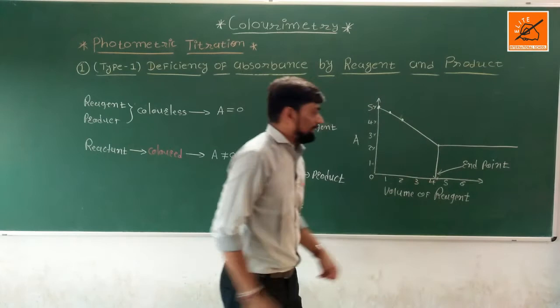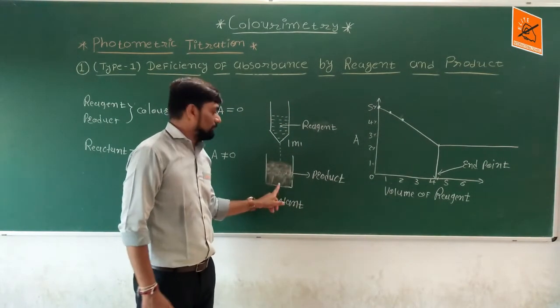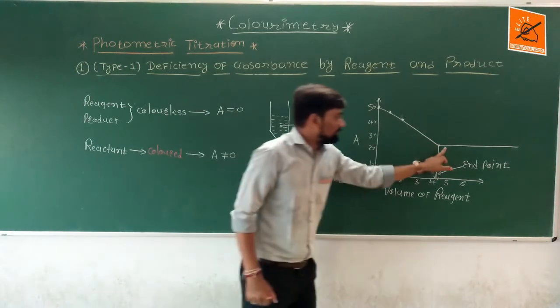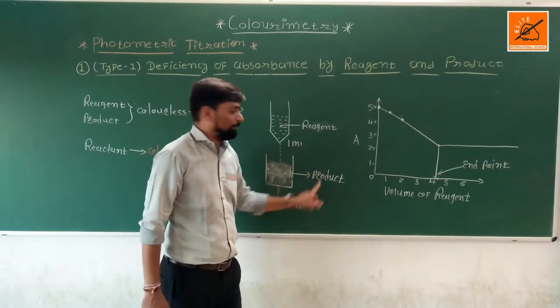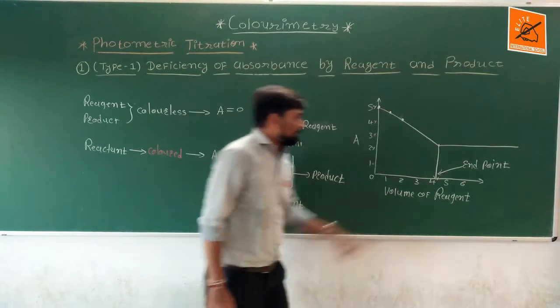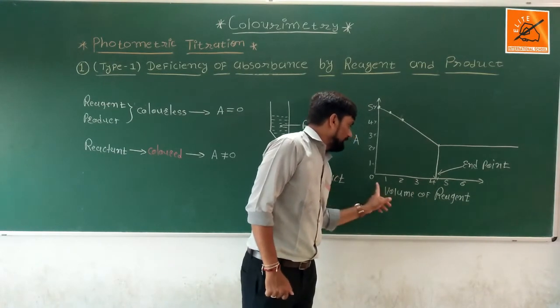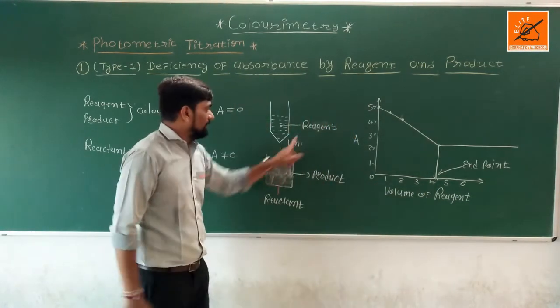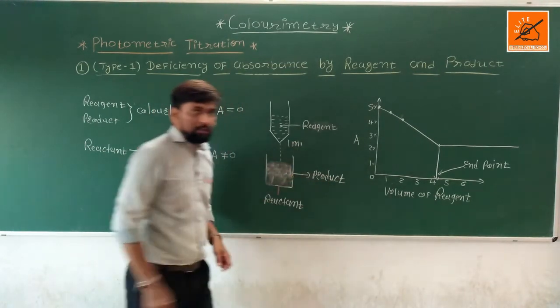Whenever the end point is obtained, at that time all the reactant is converted into the product. At that time the absorbance value is constant. After the end point the absorbance value is constant, because the reagent and product are both colorless. That's why light is not absorbed by them. So this end point is obtained, meaning 4 ml of reactant is required for all of the reaction to convert into the product.